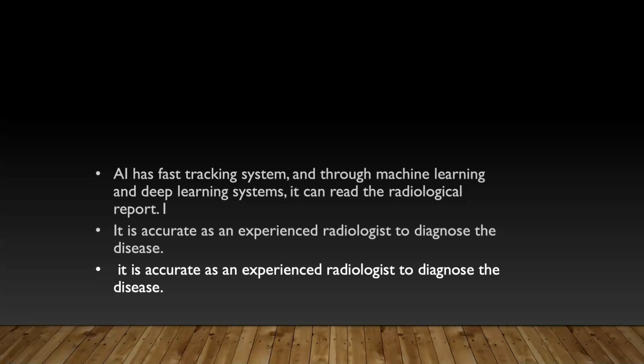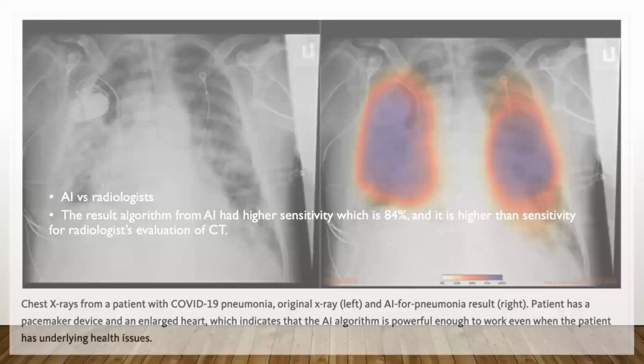CT scans and clinical information, which are like blood test results, are used to develop an artificial intelligence algorithm. Researchers first used the algorithm on data from 626 patients and then tested the algorithm on another 279 patients. Some of these patients had COVID-19 positive tests and some had negative. They used positive and negative cases to see the test sensitivity. The resulting algorithm has higher sensitivity, which is 84%, and it's higher than the sensitivity for radiologist evaluation of CT images and clinical data.